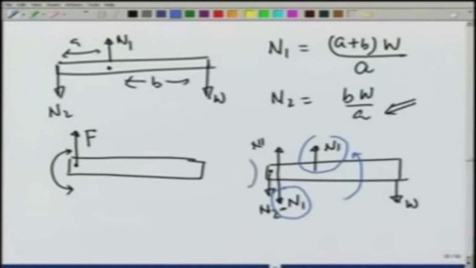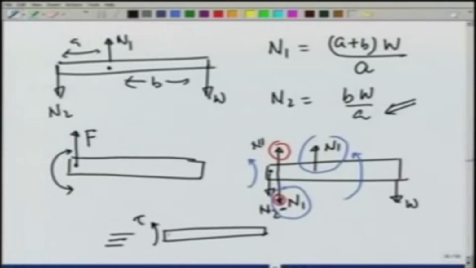So, this gives a couple at this point in this direction, and this force N1 and N2 added together give me a force. So, this whole thing is equivalent to a couple, a moment, a torque here, and a force N1 minus N2 here, which obviously is going to be equal to W. So, what we say for a built-in support system is that this is capable of giving a torque and a force at this point.